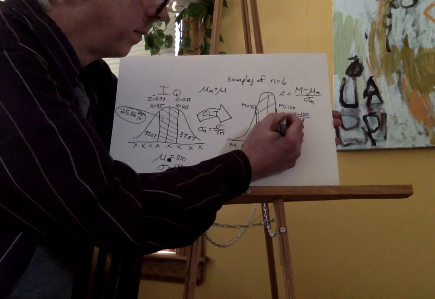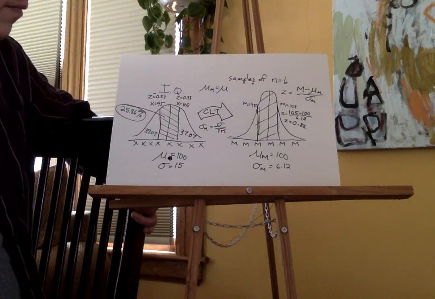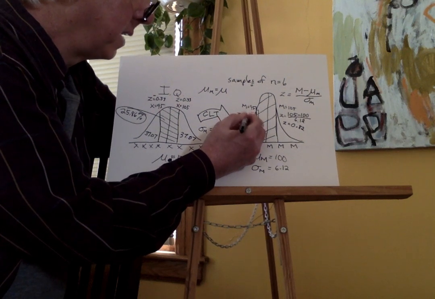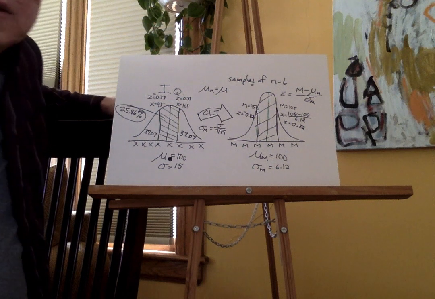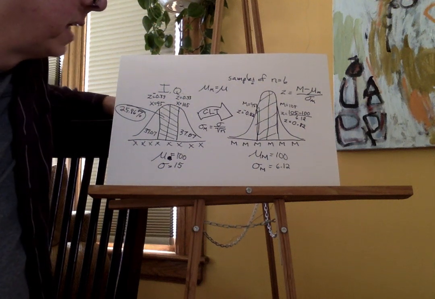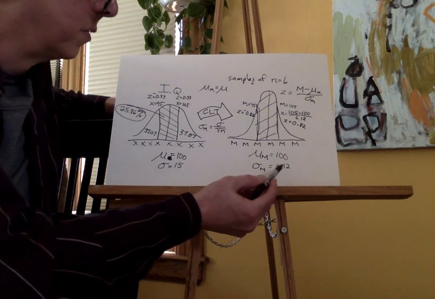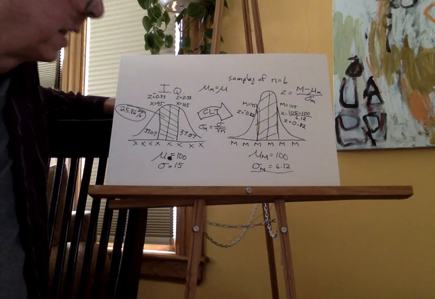Okay. And of course, it's going to be minus 0.82 here. It's symmetrical. I mean, we can do it. 95 minus 100 divided by 6.12. Okay. The first thing you got to do is get this number. We already got that.